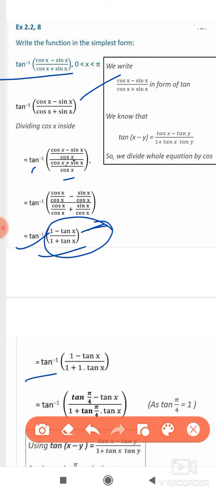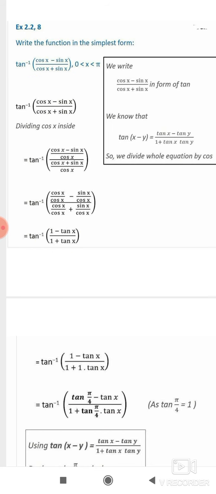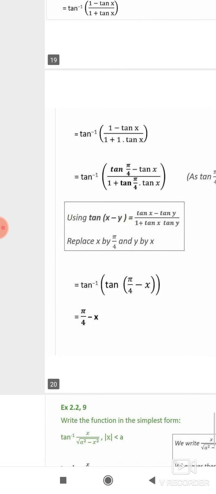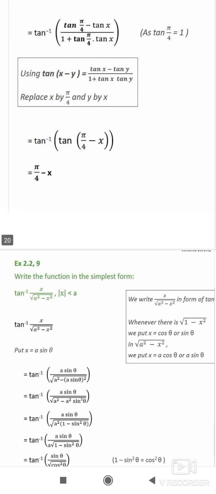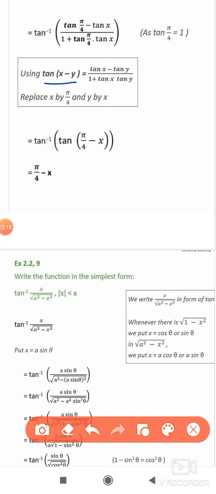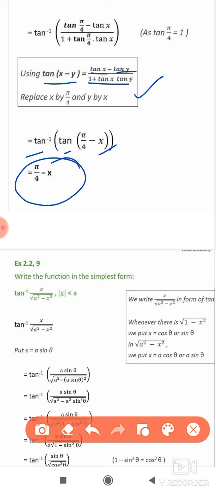Which formula is this? Tan inverse 1 minus tan x divided by 1 plus 1 into tan x, and it is the formula of tan pi by 4 minus tan x divided by 1 plus tan pi by 4 into tan x. Now this is the formula: tan of x minus y is equal to tan x minus tan y divided by 1 plus tan x tan y. Replace x by pi by 4 and y by x over here, so you will get tan inverse tan of pi by 4 minus x, and then pi by 4 minus x is the required answer. Hope this question is clear to you all.